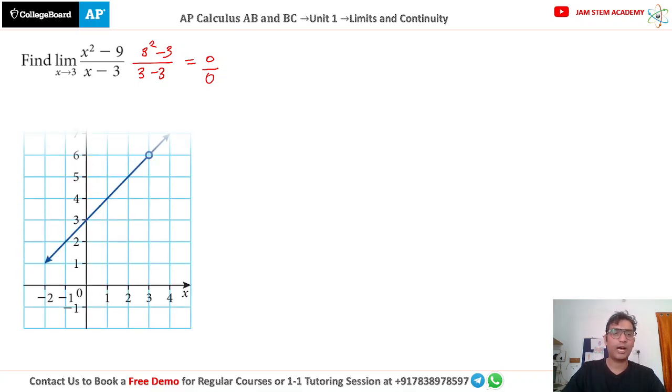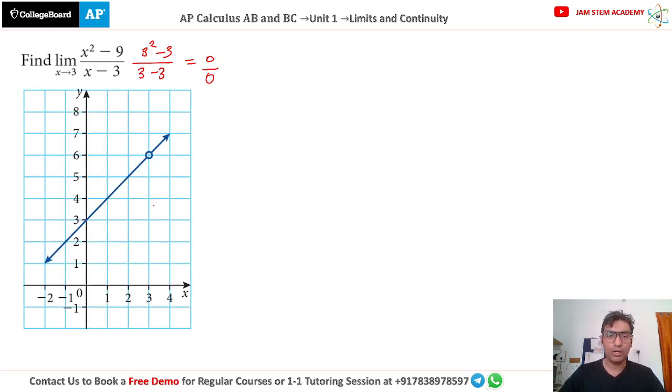So we will draw the graph. There is a hole at exactly 3, but we can see in the left or in the right neighborhood of that point, the value is around 6 only. So simply we'll say the limiting value of this function is 6 from this graph.